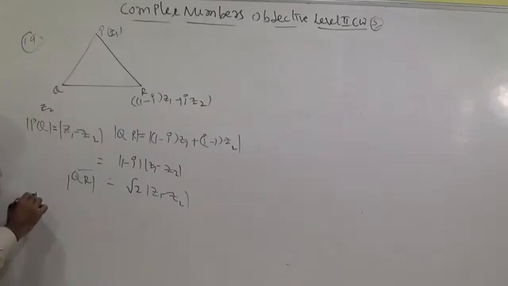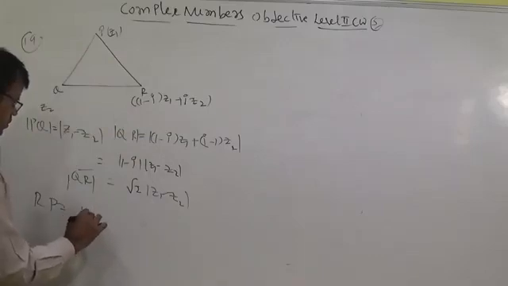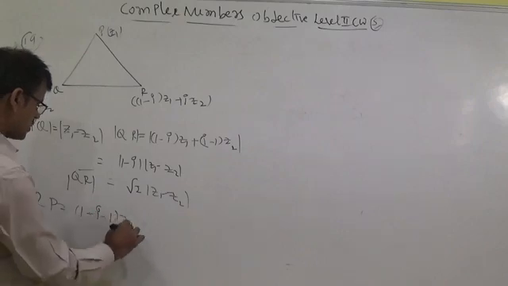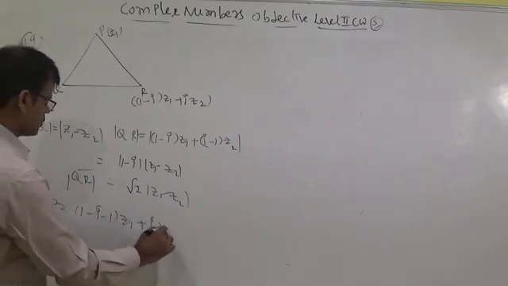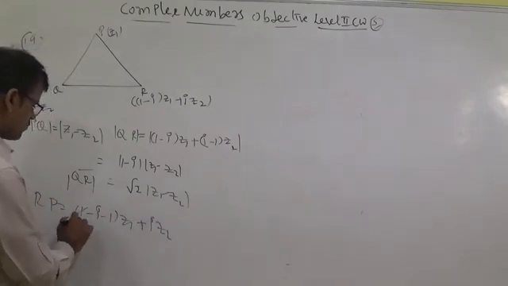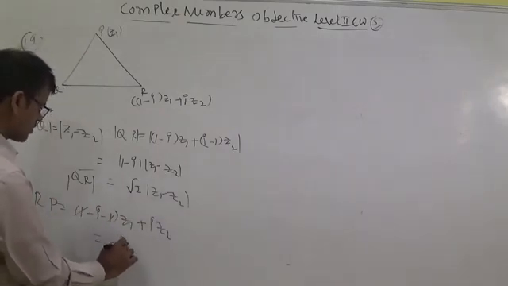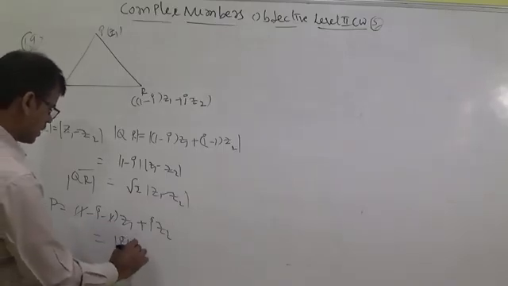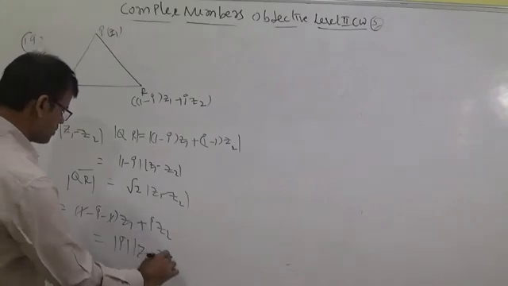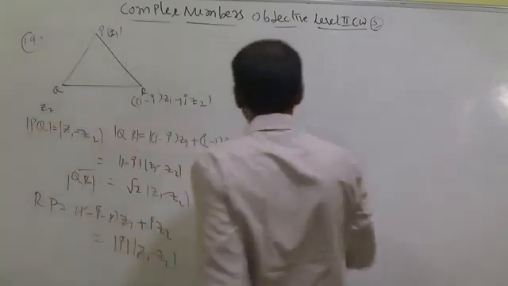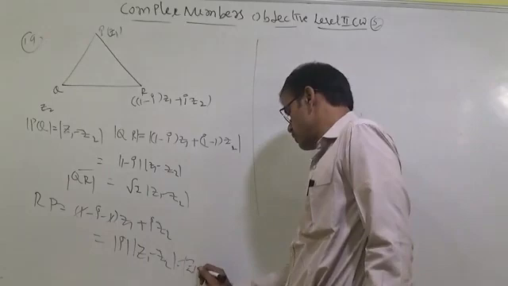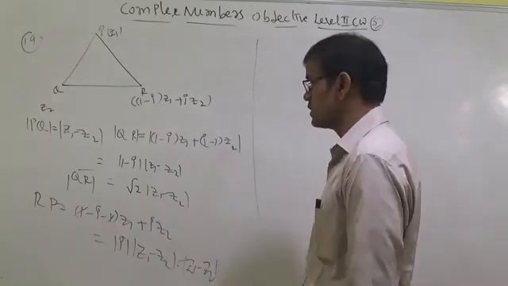Keep that aside. Now RP or PR: PR is equal to 1 minus i into Z1 plus i Z2 minus Z1. So 1 minus i minus 1 into Z1 plus i Z2. The 1 gets cancelled, so take i common. Taking i common along with the modulus, you get modulus of Z1 minus Z2. Of course, mod i is simply 1, so this is the modulus of Z1 minus Z2.